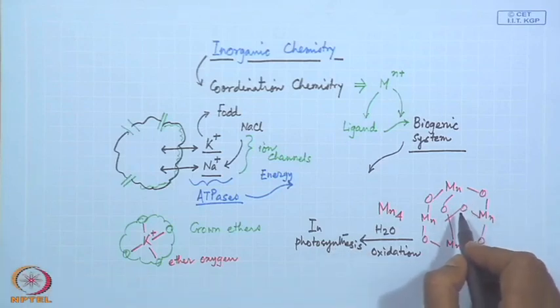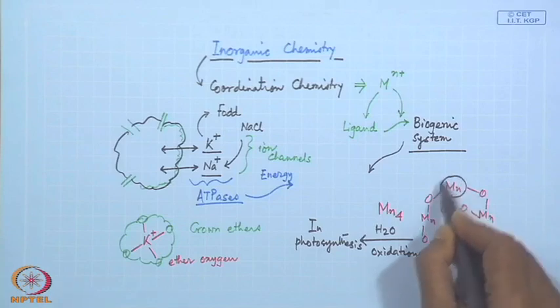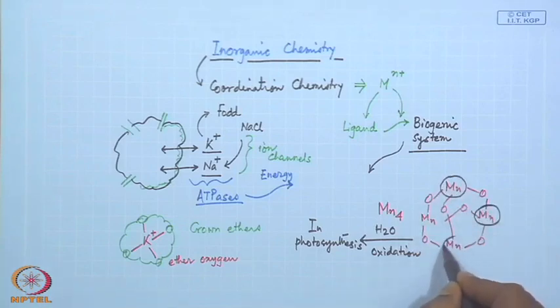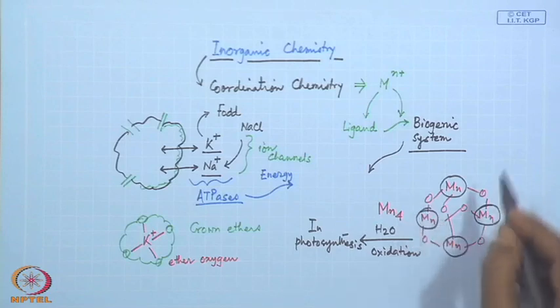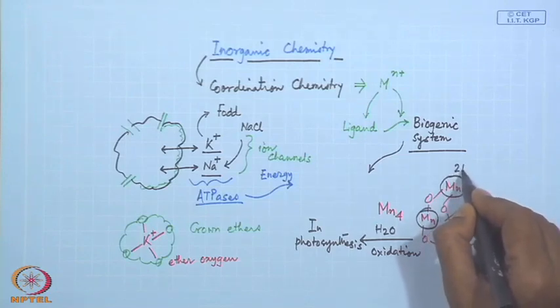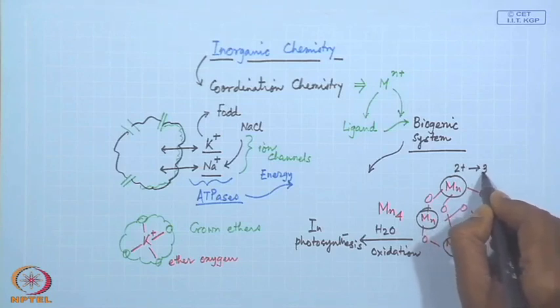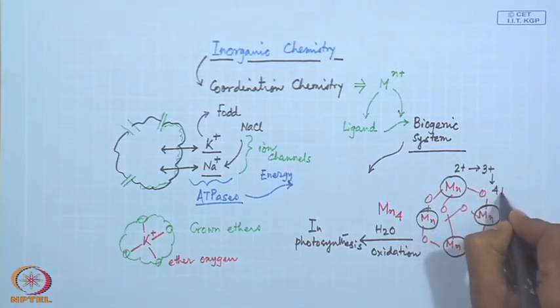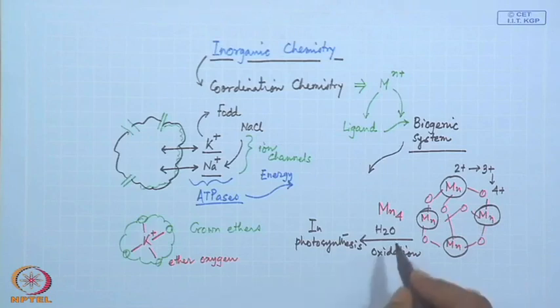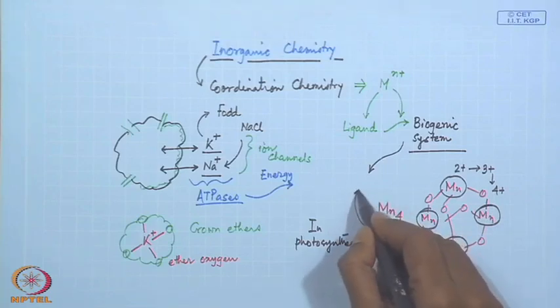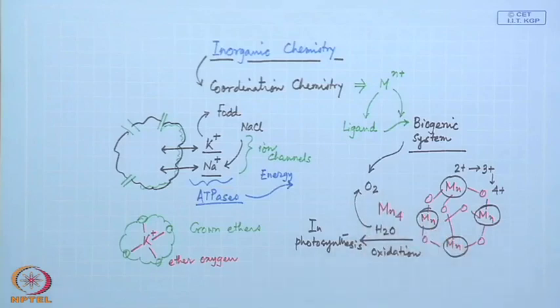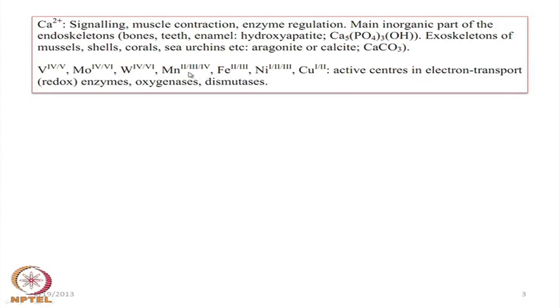So, 4 such manganese centers are present in this complex, in an adamantane type of structure, but the manganese oxidation state can settle between 2 plus, 3 plus and 4 plus. That means electron transfer can take place, where water can give rise to the evolvement of a dioxygen molecule.